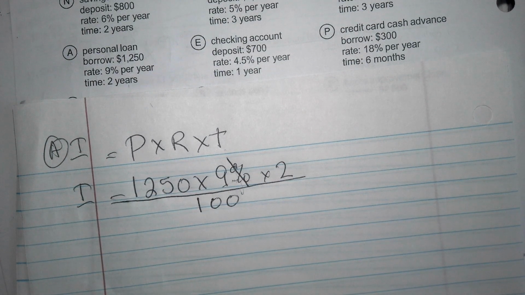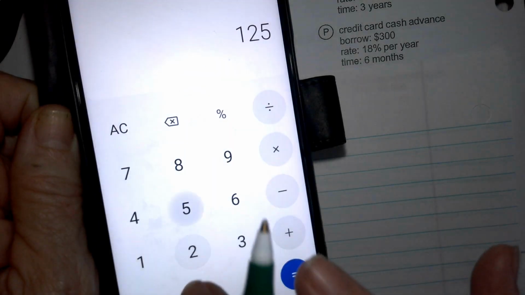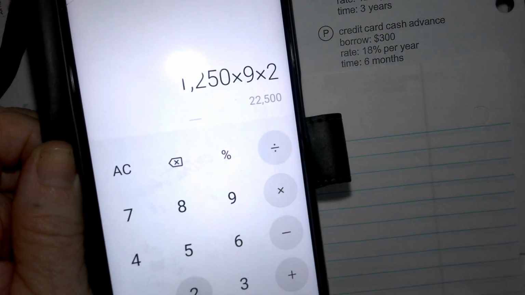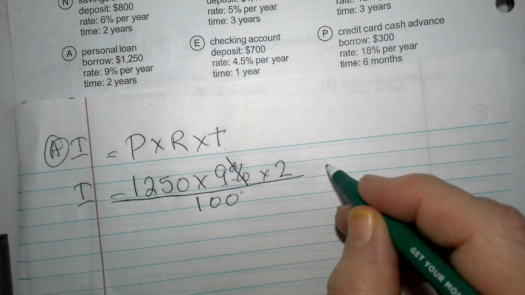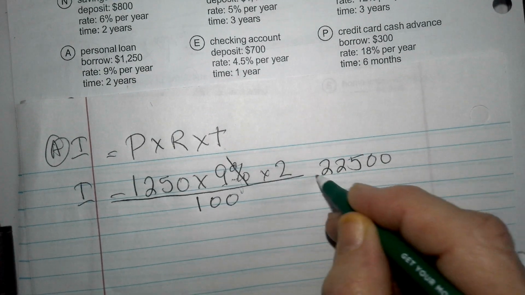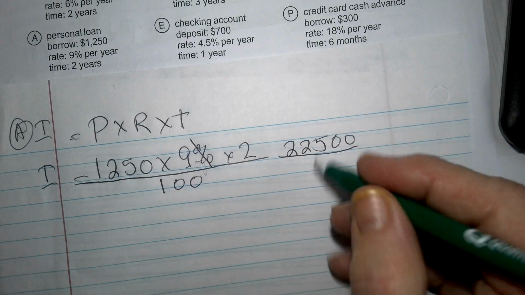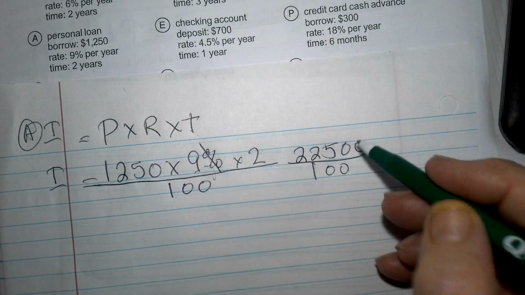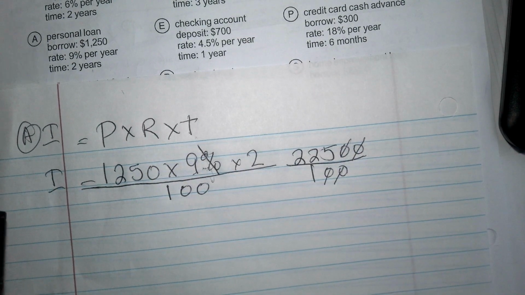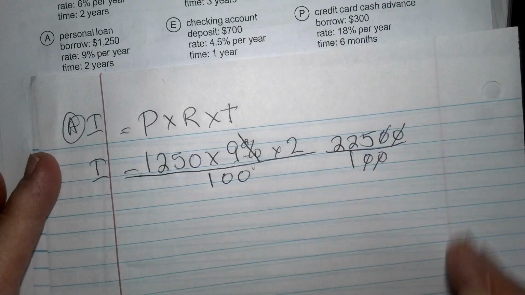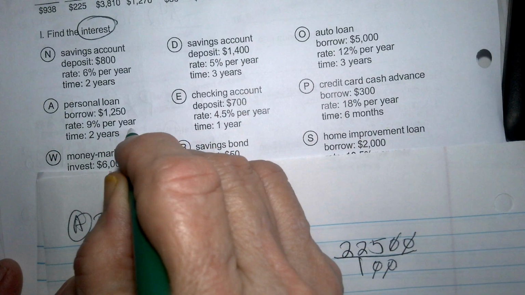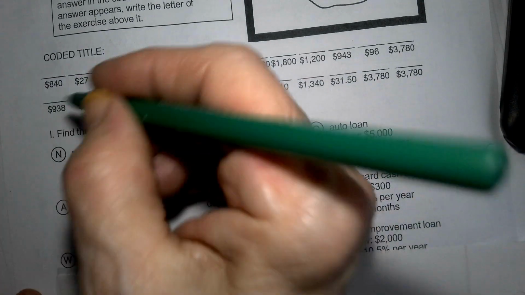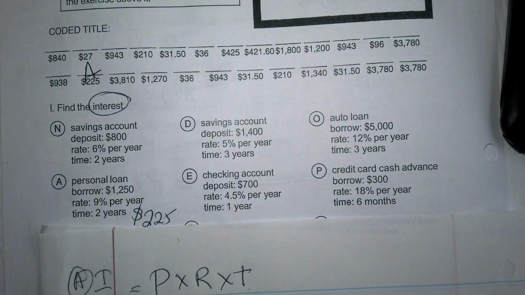And it's calculator time, people. It's a Friday. 1250, just make sure I calculate right, times 9 times 2, which is 22,500. Divided by what? 100. It's just 225. This is why it's nice rather than doing decimals. So we've got to set everything up, and that is our interest. So that is going to be 225. Make sure that it's up there, and it is. And if you want to do the puzzle, you have to find your answer anyway, so at least put it one time.